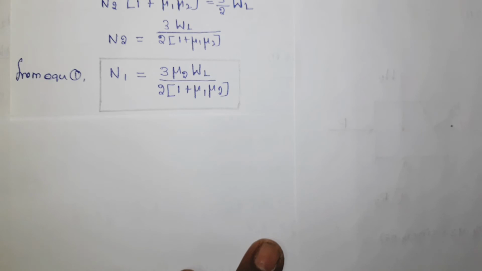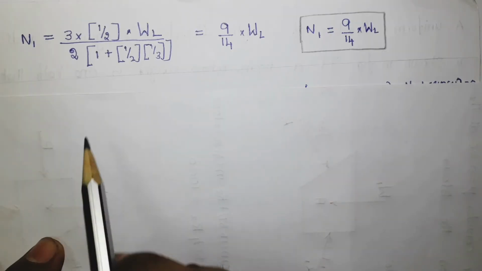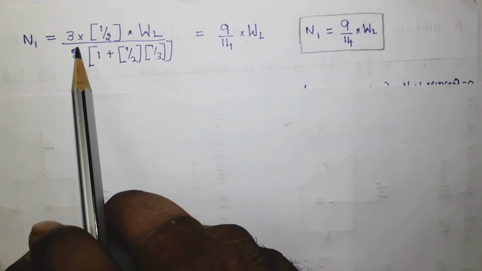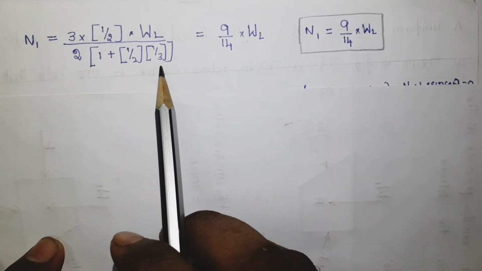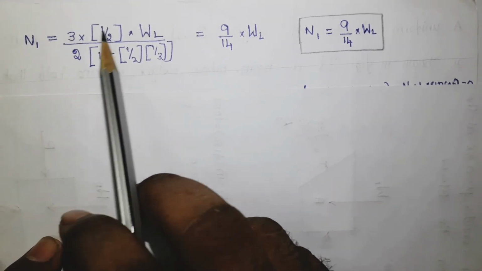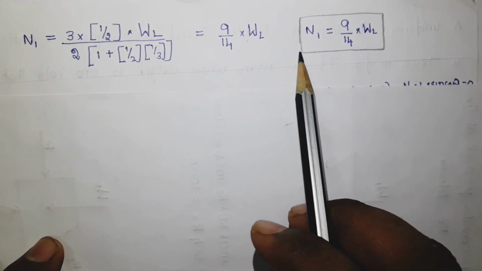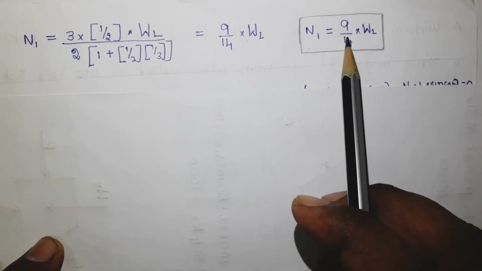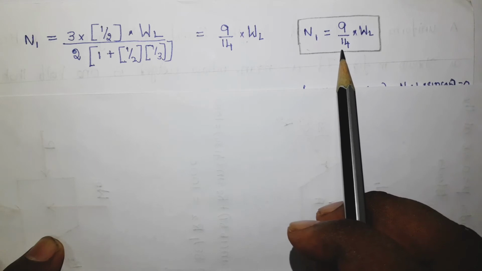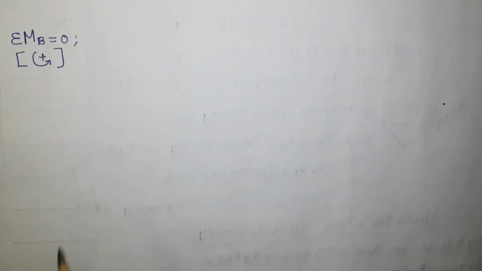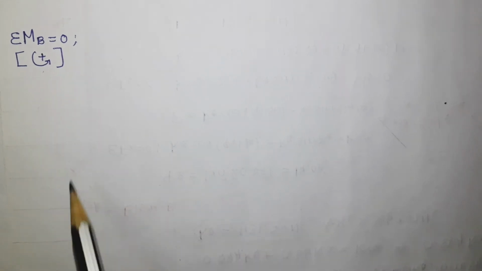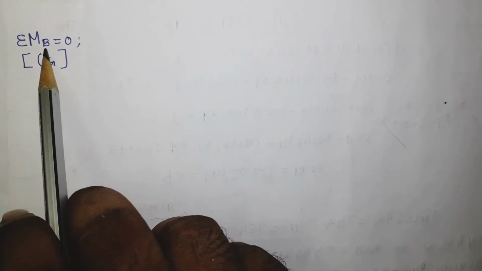Now let us go to the next step. Now just substitute the corresponding values. For mu2 it is 1 by 2, and for mu1 it is 1 by 3. Substitute the values. When you simplify the equation, you will get N1 equal to 9 by 14 W into L.